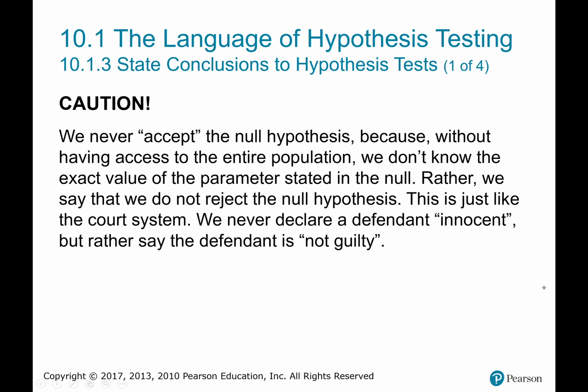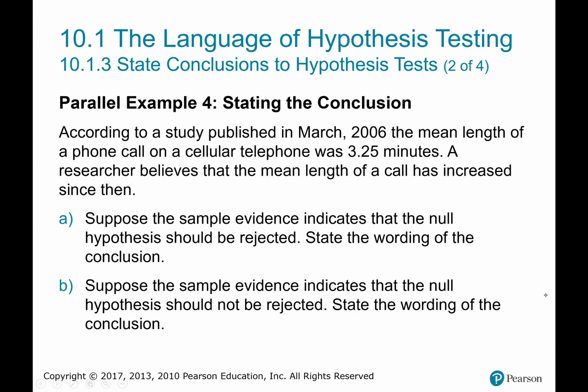We never accept the null hypothesis because without having access to the entire population, we don't know the exact value of the parameter stated in the null. Rather, we say we fail to reject the null hypothesis. This is just like the court system. We never declare the defendant innocent, but rather say not guilty. Okay. So we're going to state the conclusion.